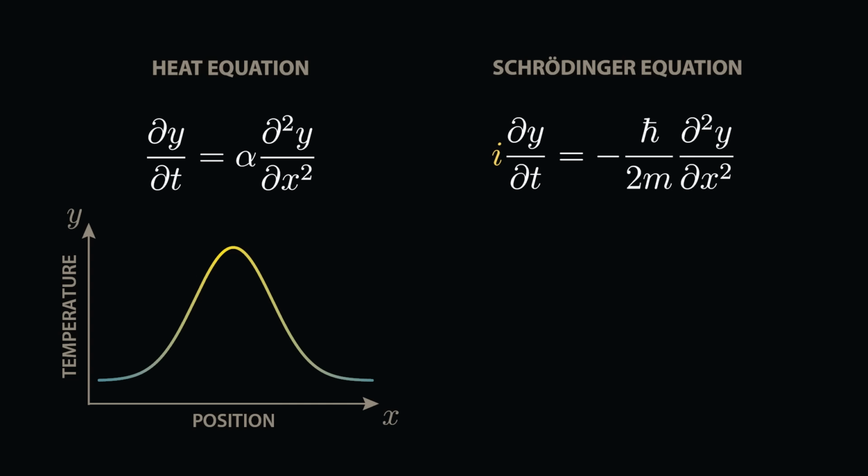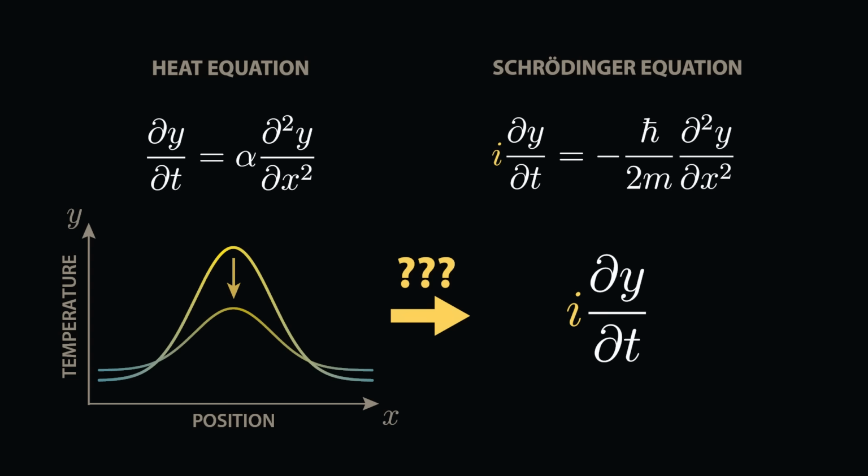It tells us that, for example, in regions that quickly change from cold to hot to cold, the hot area will become cooler as the heat spreads out. But in Schrödinger's equation, the time derivative is multiplied by the imaginary number i. How does multiplying by i turn a heat equation into an incredibly accurate description of matter itself?